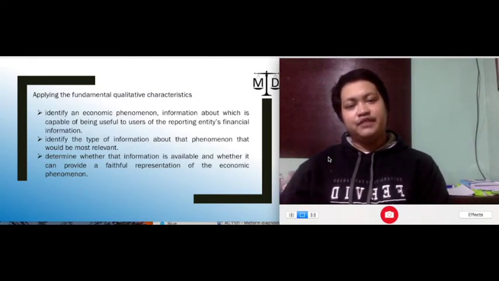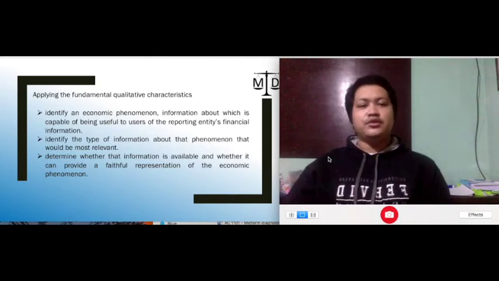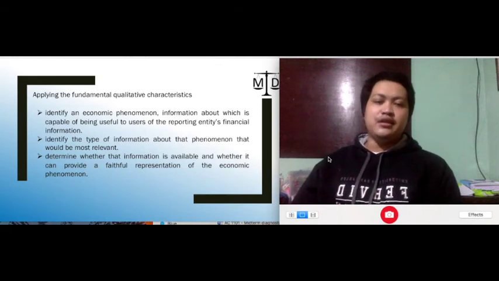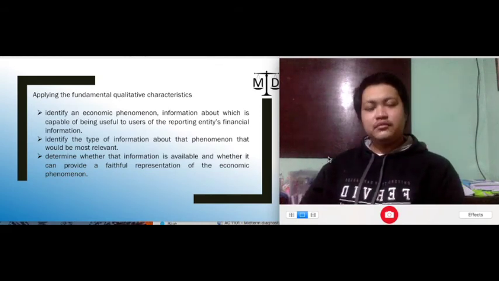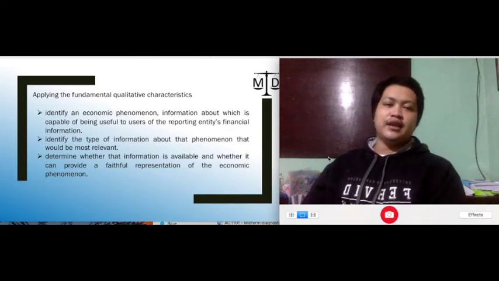And if such information still cannot faithfully represent the substance of the transaction, then the entity may be forced to simply not use any estimates at all. The entity will have to exercise its judgment in balancing relevance and faithful representation.